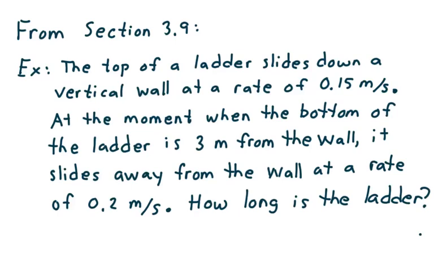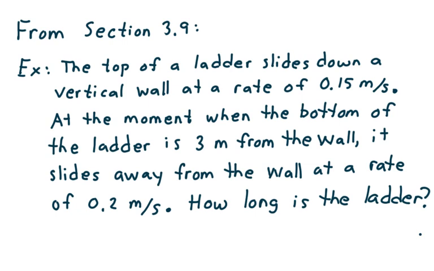This is a video from section 3.9. We are going to look at a related rate that involves a ladder. The top of a ladder slides down a vertical wall at a rate of 0.15 meters per second. At the moment when the bottom of the ladder is 3 meters away from the wall, it slides away from the wall at a rate of 0.2 meters per second. How long is the ladder?